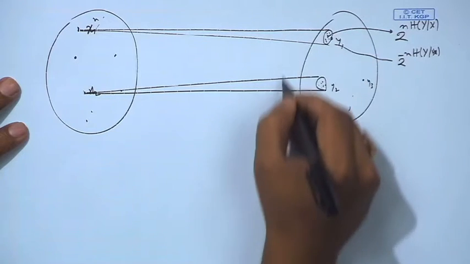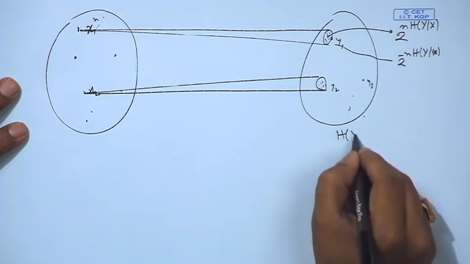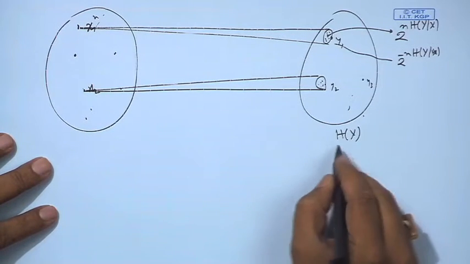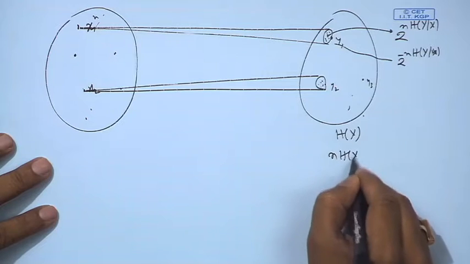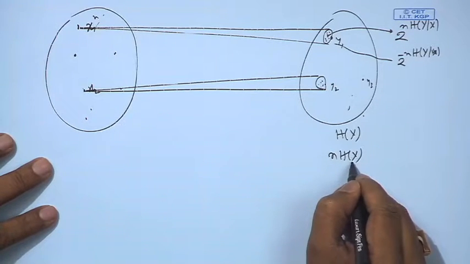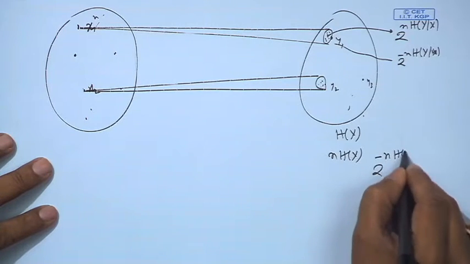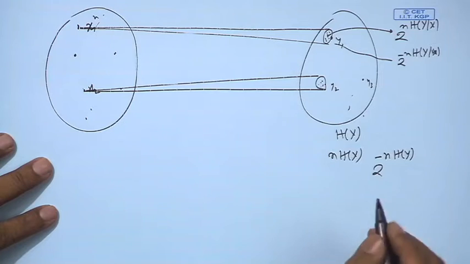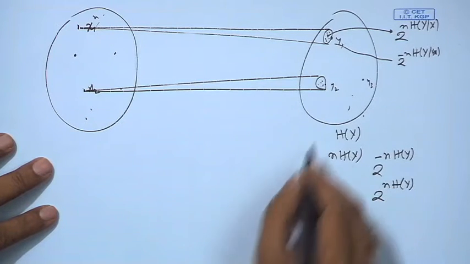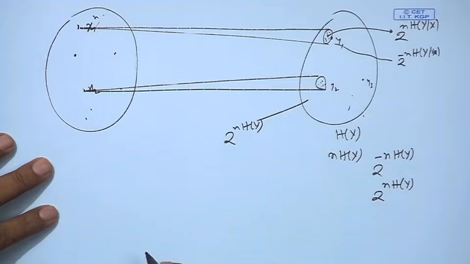So, what is the number of typical sequences in y? If H(Y) indicates the entropy of this output, so basically nH(Y) is the entropy of the output when n symbols are taken together. The typical sequence would have a probability of 2 to the power of minus nH(Y), and the number of such typical sequences would be 2 to the power of nH(Y). So, there are 2 to the power of nH(Y) typical sequences.